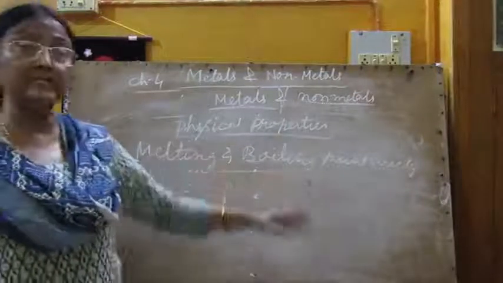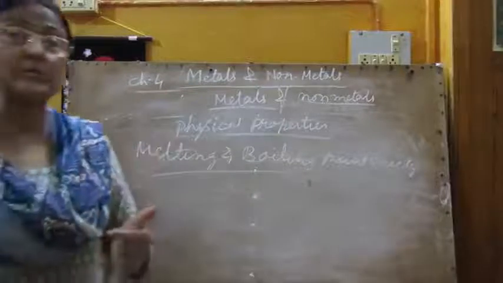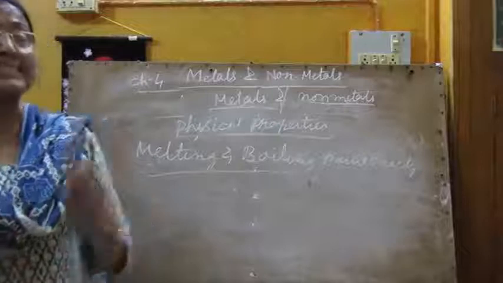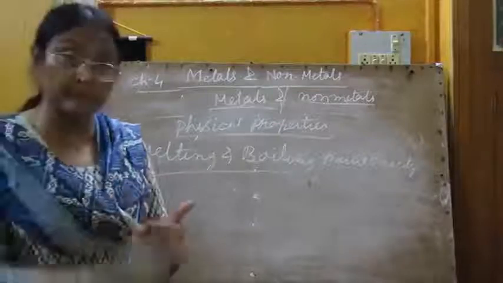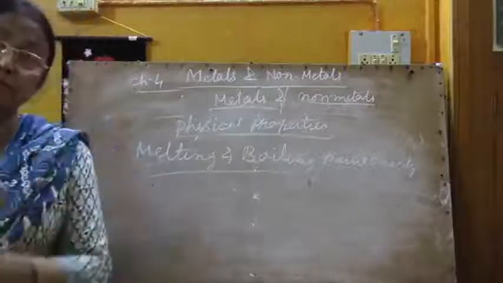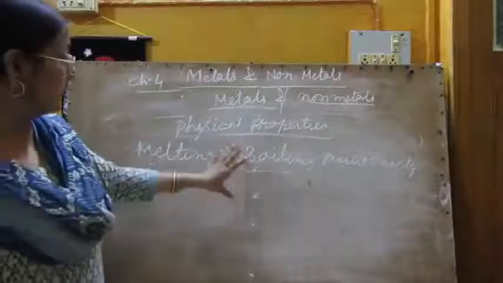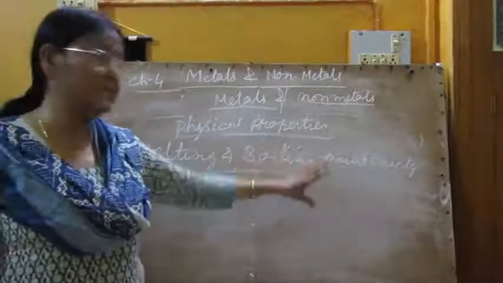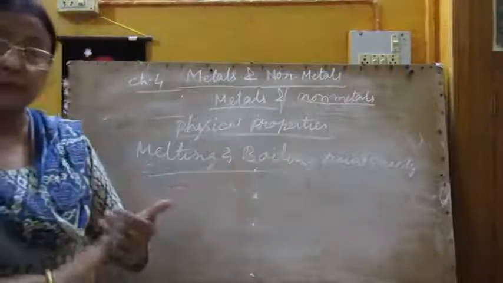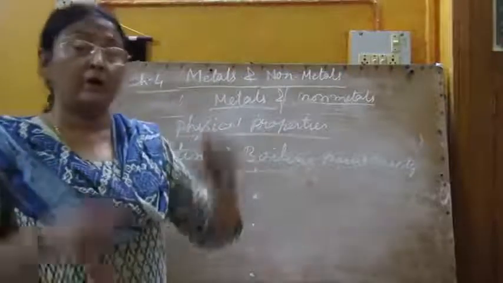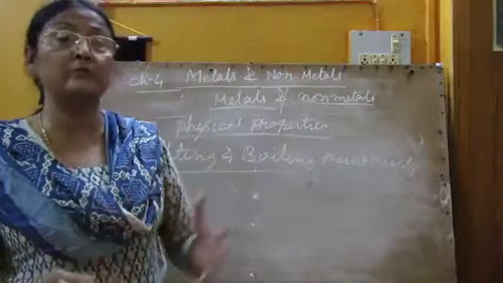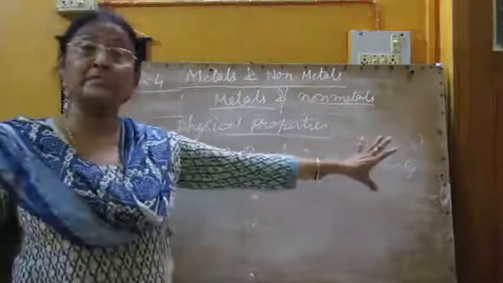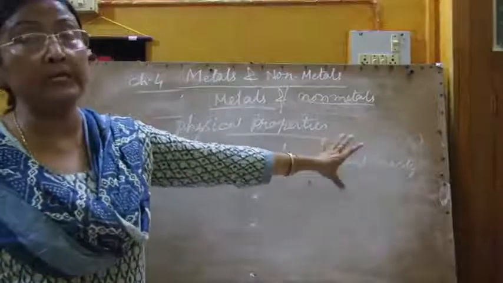Melting point means the temperature at which a metal or any substance starts to melt, becomes liquid. From solid to liquid is called the melting point. And boiling point means the temperature at which a metal or a substance starts to boil. This temperature is called the boiling point.